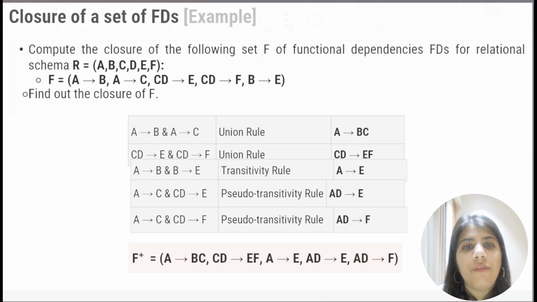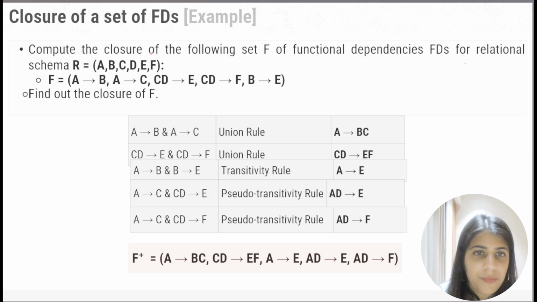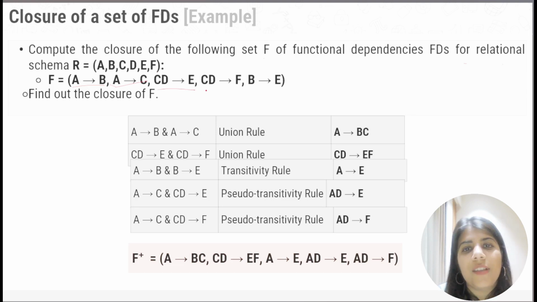Let's compute the closure of the following set of the functional dependency A, B, C, D, E, F. A can determine B's value, A can determine C's value, CD can determine E's value, CD can determine F's value, B can determine E's value. So let's find out the closure. A can determine B and A can determine C. We can use a union rule over here that A can determine B, C both over here.